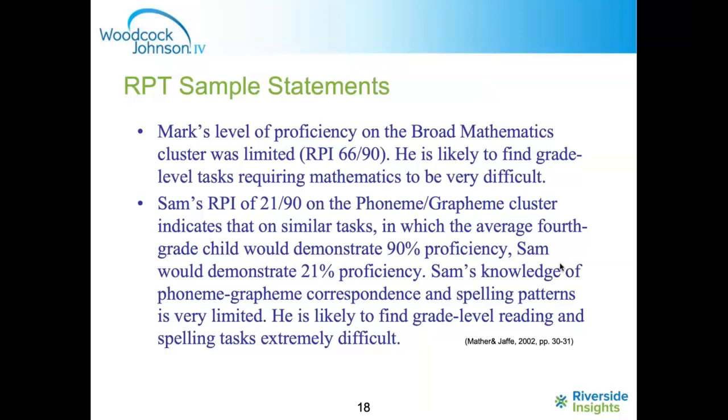Let's look at another one. Sam's RPI of 21 over 90 on the phoneme grapheme cluster indicates that on similar tasks in which the average fourth grade child would demonstrate 90% proficiency, Sam would demonstrate 21% proficiency. Sam's knowledge of phoneme grapheme correspondence and spelling patterns is very limited. He is likely to find grade level reading and spelling tasks extremely difficult.